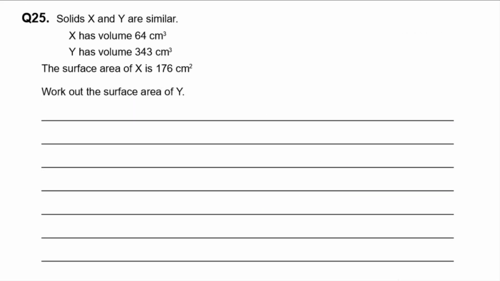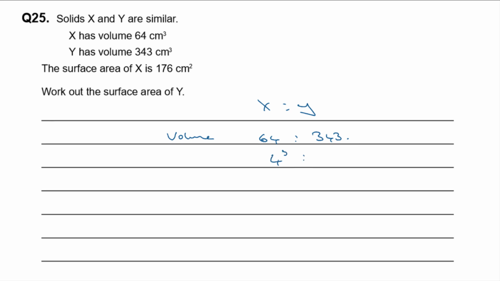Question 25. Solids X and Y are similar. X's volume is 64 cubic centimeters, Y's volume is 343 cubic centimeters. The surface area of X is 176 centimeters squared. Work out the surface area of Y. Okay. Right, so we're going to have to work backwards this time. So now we've got X to Y, and we've got the ratio of their volumes. So X is 64 to 343. Now you'll notice they are cube numbers, aren't they? So 64 is 4 cubed.